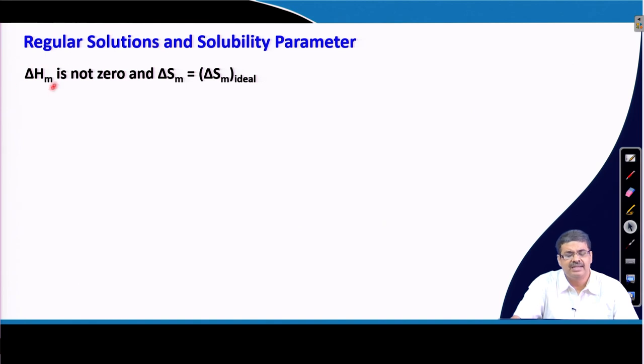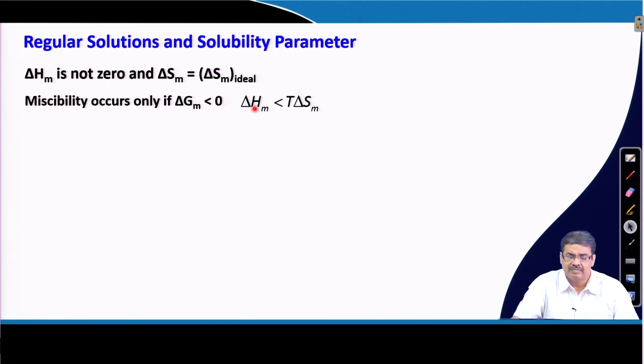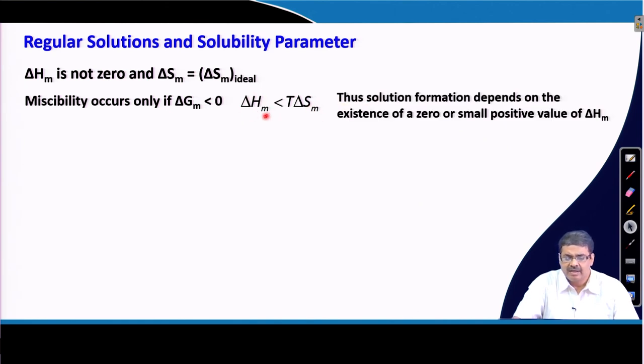So, for a regular solution, delta H mixing is not 0 and delta S mixing is equal to delta S mix for an ideal solution, which means that miscibility occurs if delta G mixing is less than 0, which means that the enthalpy of mixing must be lower than the term T multiplied by delta S mix, from our thermodynamic knowledge. This is a negative term because we know from an ideal solution delta S mix is given by the combinatorial entropy, which is always positive. Hence, when you talk about minus T delta S term, that will be negative.